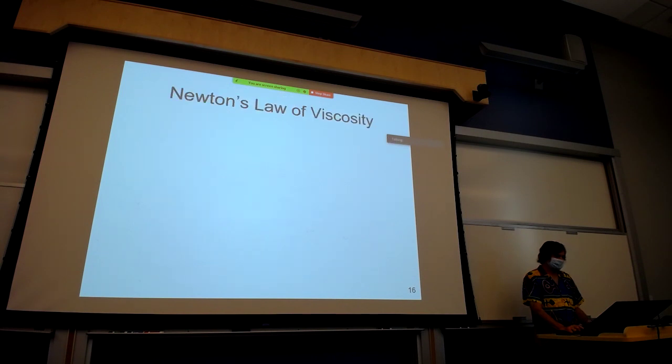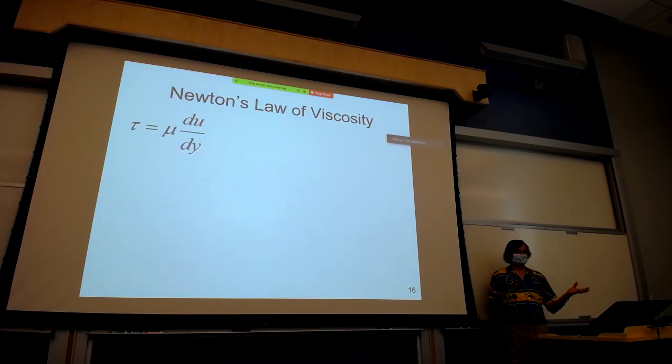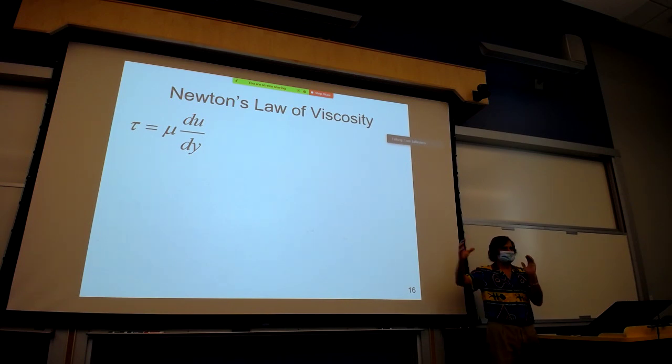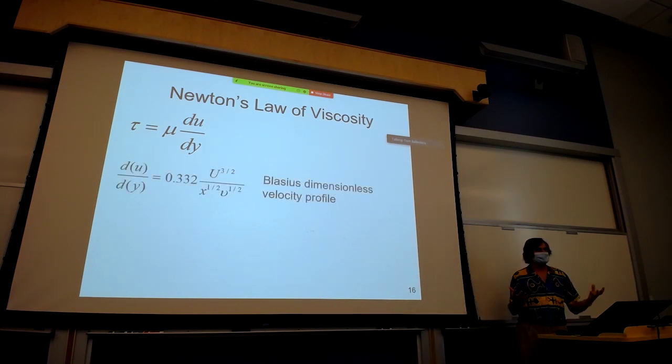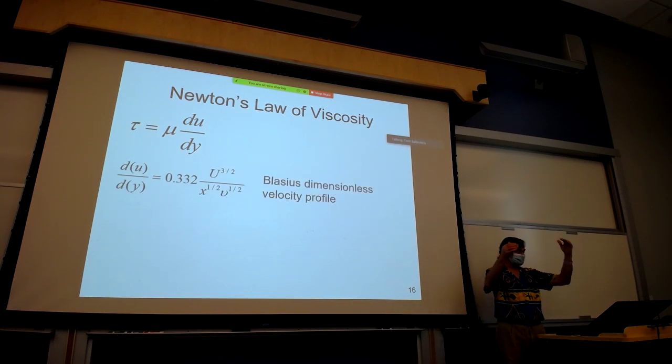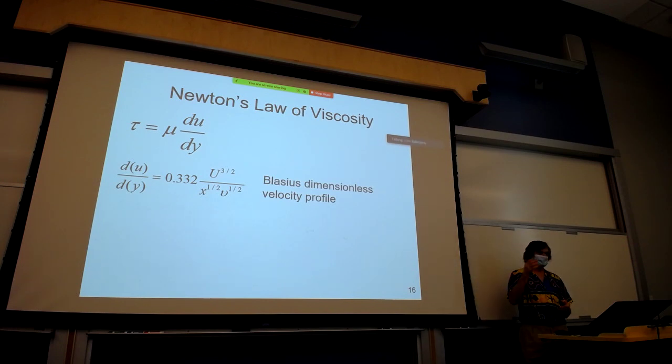It there. Okay. So, this is Newton's law of viscosity. We recognize from what Blasius did, du dy can be teased out of that dimensionless velocity profile. This is on your handout. All these notes are in the handout. Du dy from the Blasius velocity profile is 0.332 U to the 3/2 over x to the 1/2.